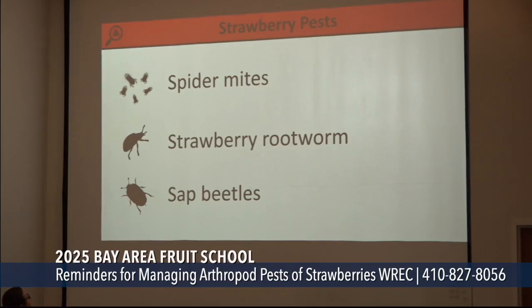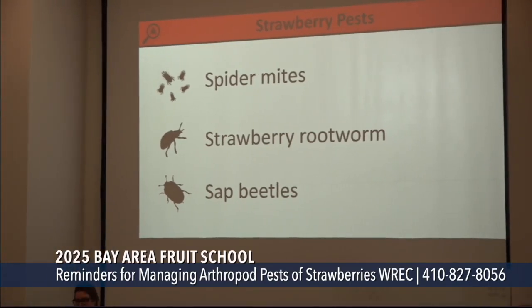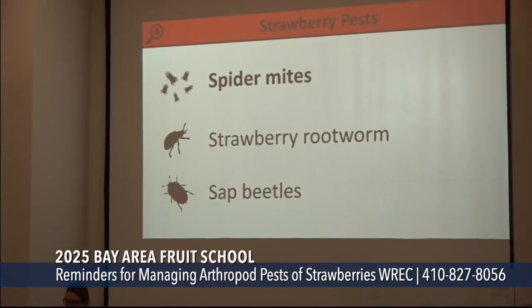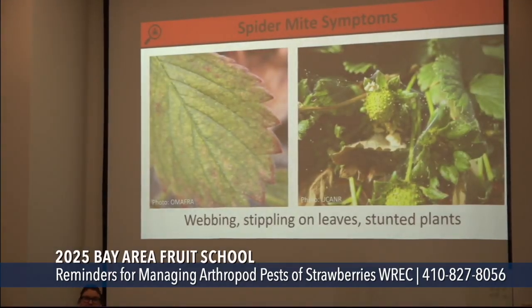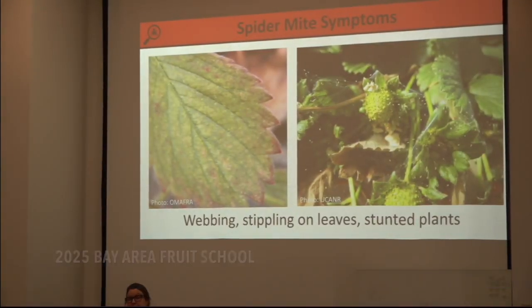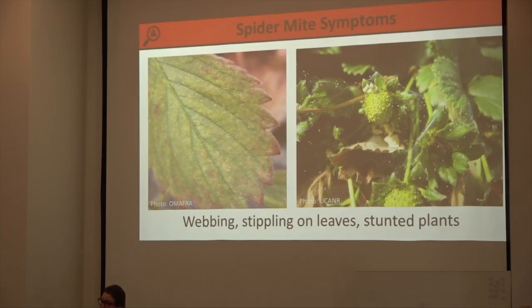So I picked spider mites, strawberry rootworm, and sap beetles today. So we'll start with spider mites. Typically what you see first is the webbing and the stippling on the leaves. Oftentimes the leaves look like they're dusty because that webbing is picking up some of the dirt or sand. And then all of these little things here, those are actually the mites. But sometimes what you've found is the mite molts and what is left from the mites. By the time you found it, the mites have already died.